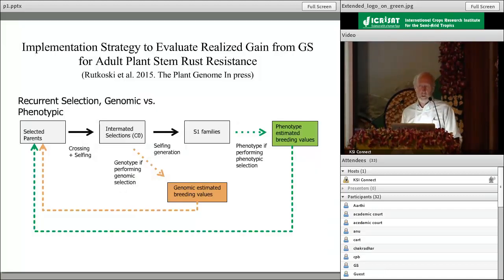Jessica used a standard recurrent selection scheme where she intermated founders for 2 generations, and then selfed individuals to produce S1 families. Those are phenotyped in the Njoro, Kenya stem rust screening nursery. And at the same time, those plants were also used for 2 cycles of genomic selection.